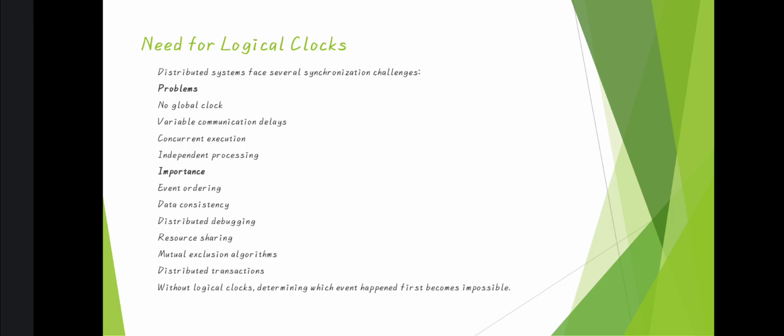Need of logical clocks. What is the need of logical clocks? Distributed systems face several synchronization challenges: no global clock, variable communication delays, concurrent execution, and independent processes. No global clock means there is no common clock, only individual clocks. With individual clocks, you get variable communication delays, concurrent execution, and independent processes.